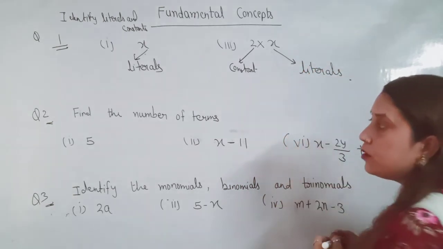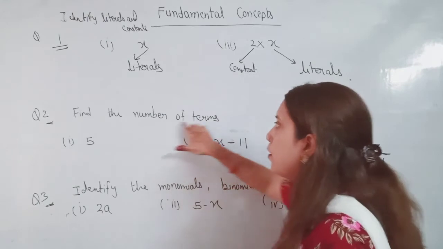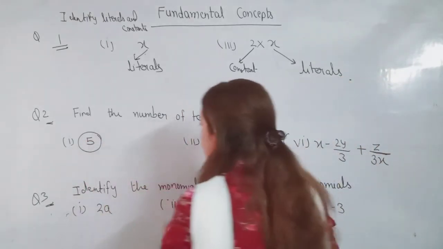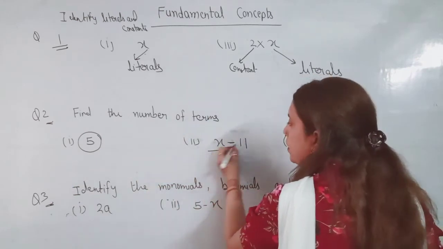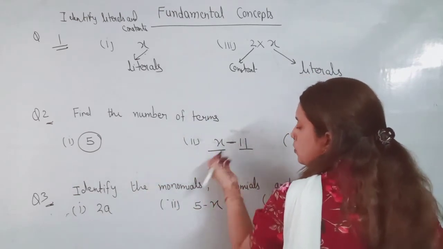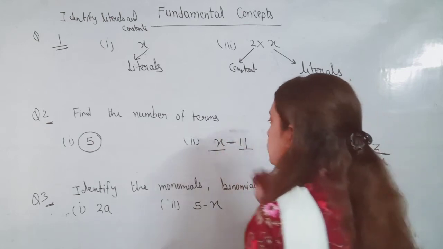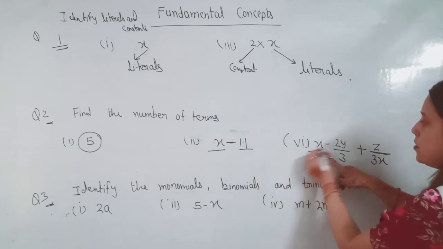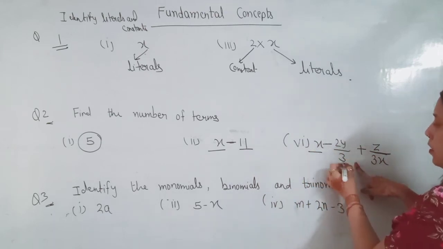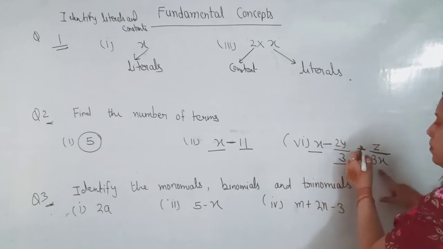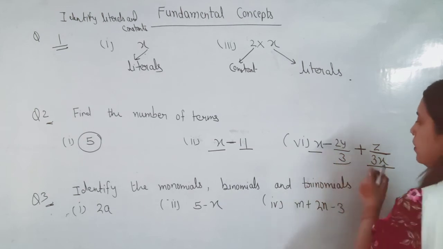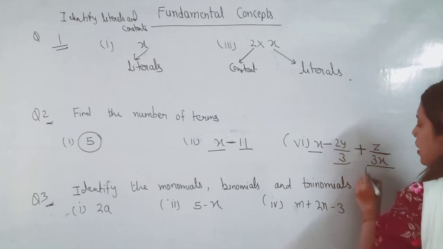Now in question number 2, find the number of terms. In the first part there is only 1 term. In the second part, 1, then minus sign, 2. So how many terms in the second part? 2 terms. Now in the sixth part, x is 1 term, minus sign, second term, plus. So how many terms? 1, 2, 3. So here there are 3 terms.